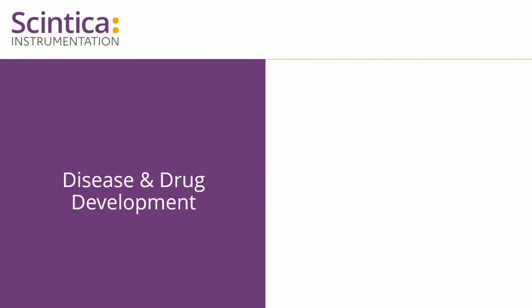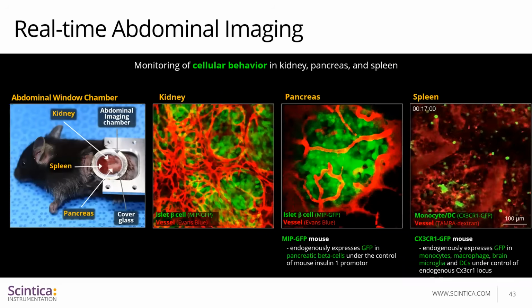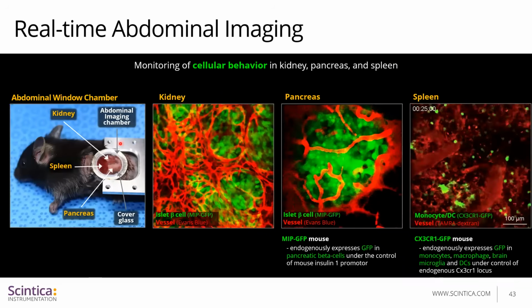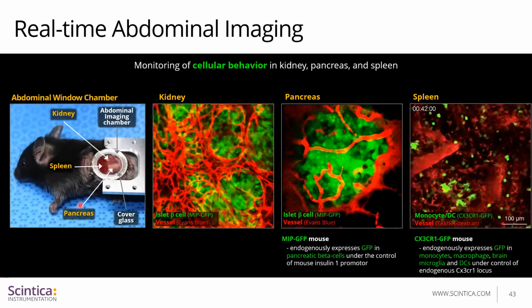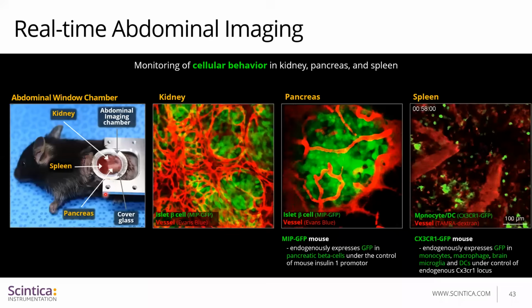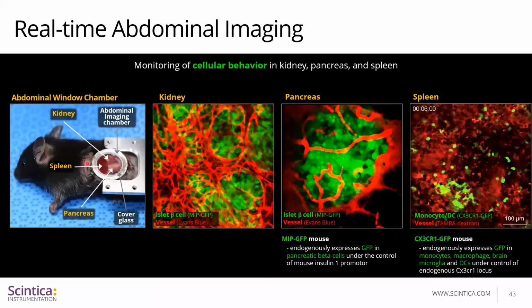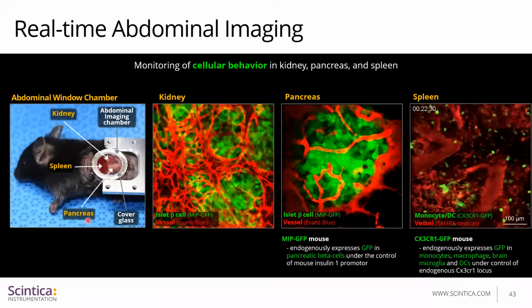Another commonly used window chamber model to study disease and drug development is the abdominal window chamber model. Typically, this is a circular chamber that will be sutured into the skin of the mouse over the abdominal structures of your interest. Here, you can see the pancreas, the spleen, and the kidney all in your field of view, which will typically be about 8 millimeters.